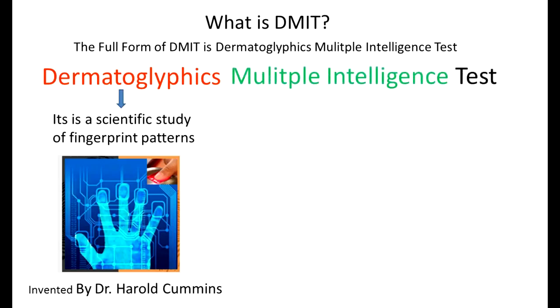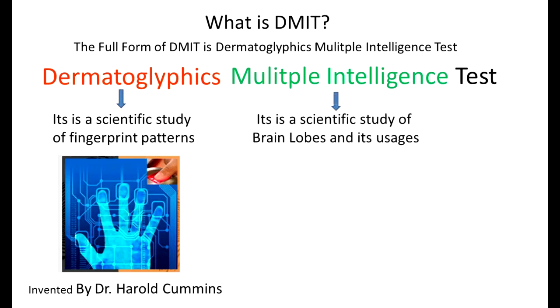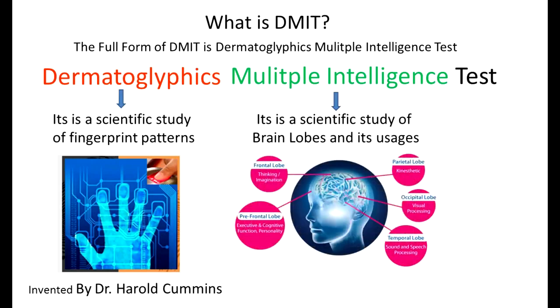So what is multiple intelligence test? It is a scientific study of brain lobes and its usages. As we know, we have 5 brain lobes. These are the main brain lobes we study while doing multiple intelligence. Those are frontal lobe, prefrontal lobe, parietal lobe, occipital lobe, and temporal lobe.